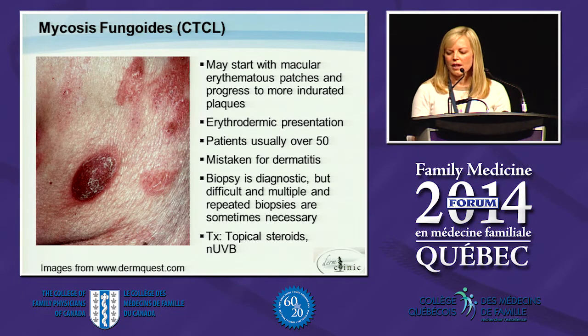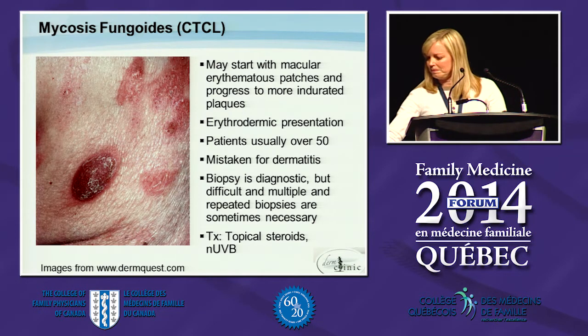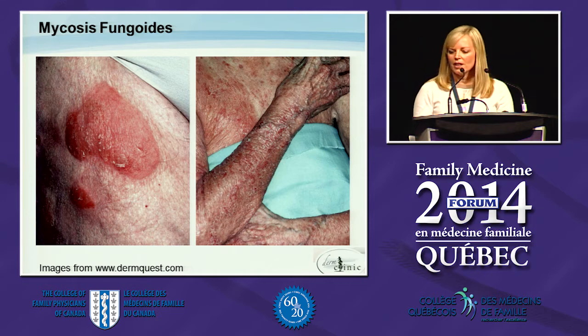So these patients typically are treated with topical steroids and narrowband UVB as long as they don't have any systemic features. So that's a nice thick indurated plaque there on the left, and then on the right is a patient who just presented with erythroderma.